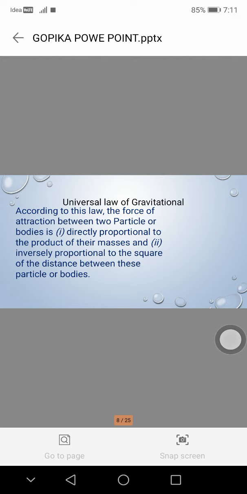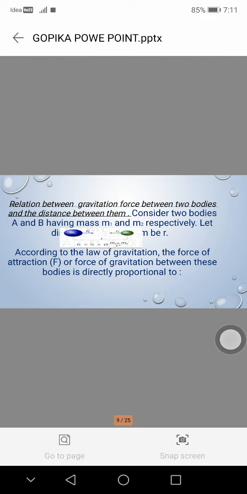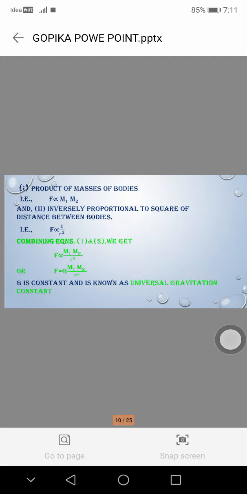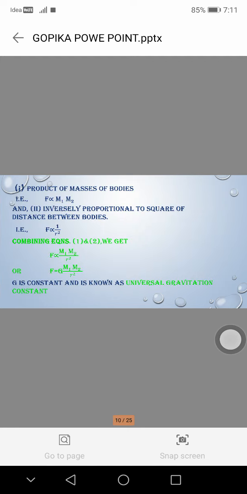What is the universal law of gravitation? According to this law, the force of attraction between two particles or bodies is directly proportional to the product of their masses and inversely proportional to the square of the distance between the particles or bodies. This is the relation between two bodies and the distance between them. Consider two bodies A and B having masses m1 and m2 respectively. According to the law of gravitation, the force of attraction F between these bodies is directly proportional to the product of the masses of the bodies.